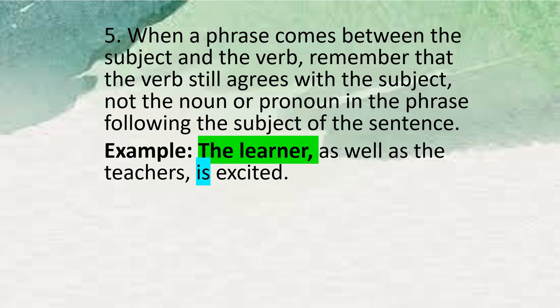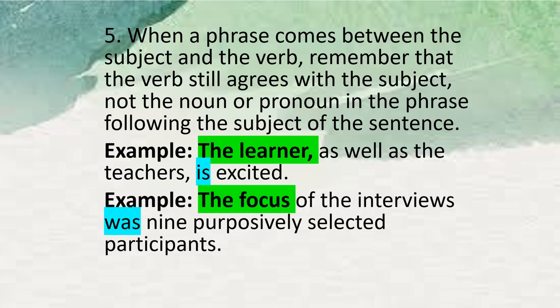Why in a sentence we use is, where in fact there is teacher before it? Because our main subject is the learner, not the teacher. It is just a phrase that comes between the subject and the verb. Therefore, we will be focusing on its subject, which is learner, and that is singular, therefore it takes a singular verb, which is is.